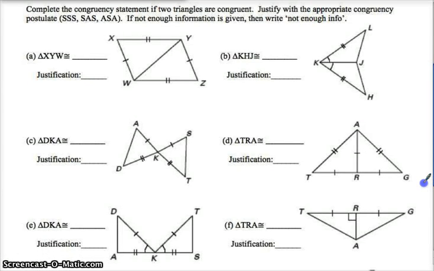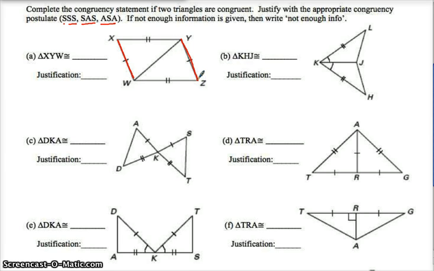Okay, so now we're going to practice. We're either going to justify these triangles are congruent because of side, side, side, side, angle, side, or angle, side, angle. So in this first diagram, we know that XW is congruent to YZ.